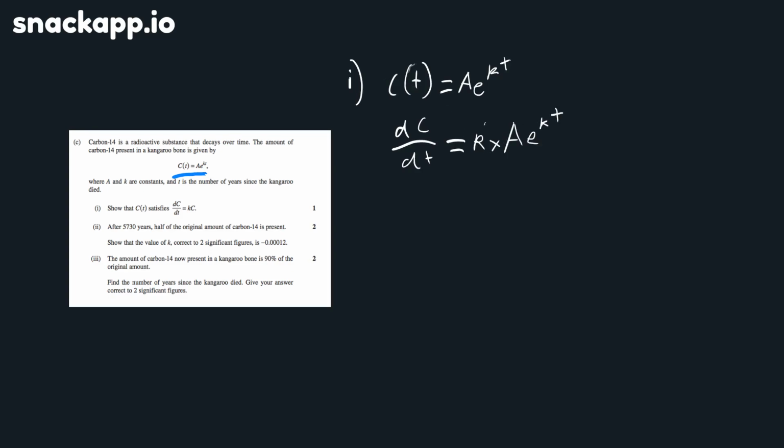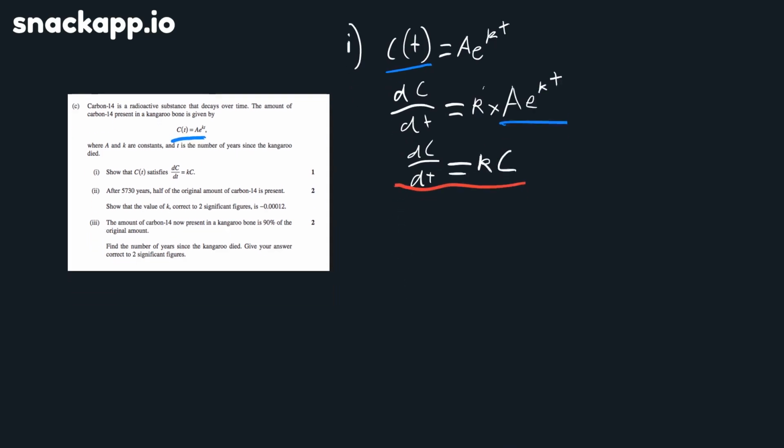Now we can substitute in C of T for this bit here. So A e^(kT) is just C of T. So we get dC/dt is equal to kC, which is what the question wanted. So part I is really easy, and that should really give you marks.